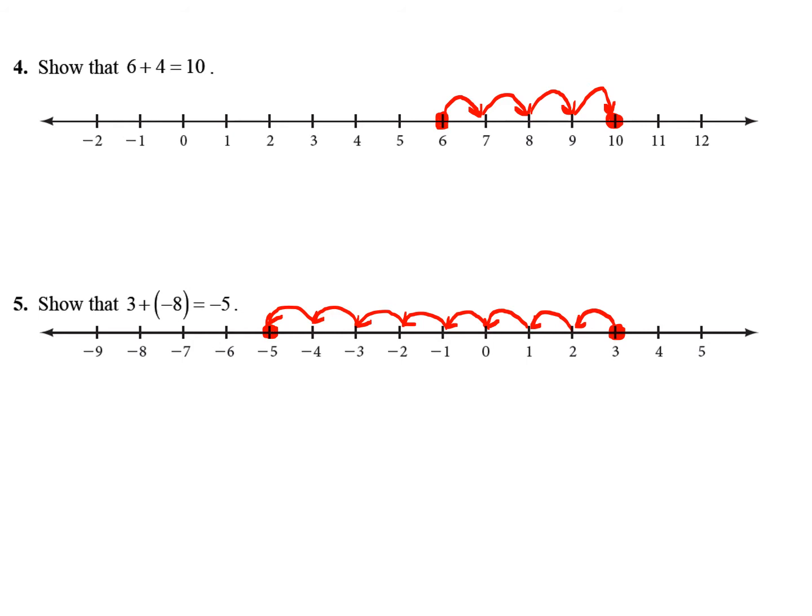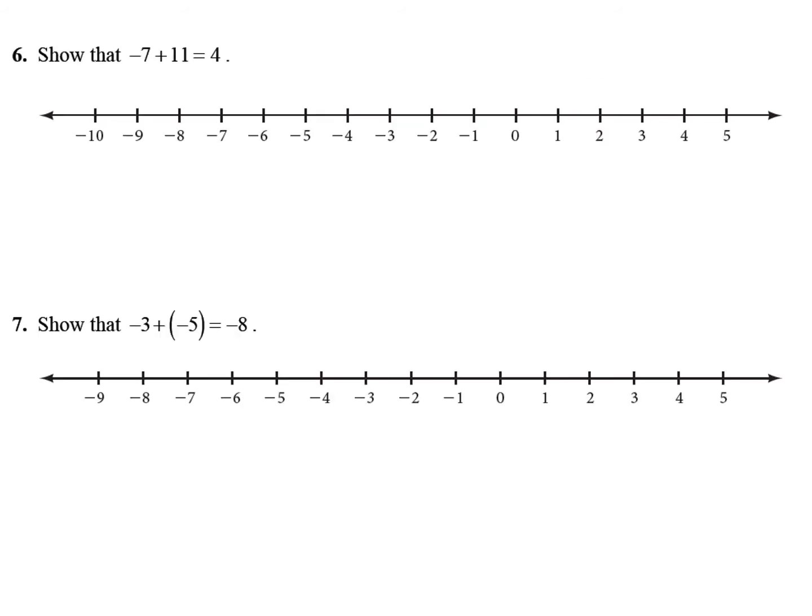All right, next one. Numbers 6 and 7. We've got to do all 4 types here. Number 4 was positive, positive. Number 5 was positive, negative. Now we're going to work with negative, positive, and negative, negative.